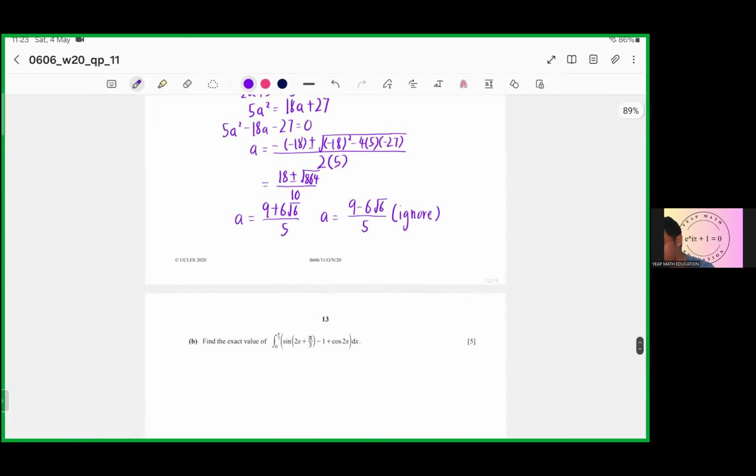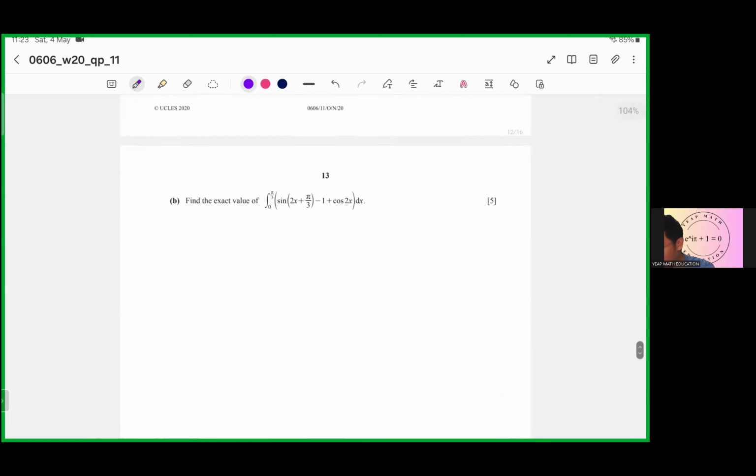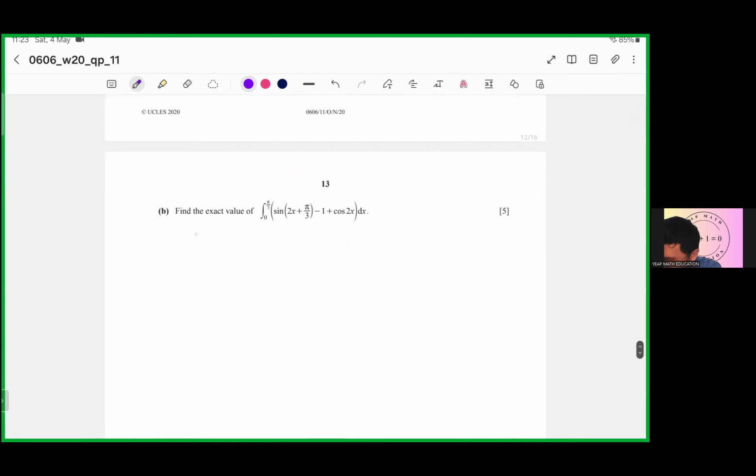Now look at the next part. Question B. Find the exact value of the integral from 0 to 1 over 3 π of (sin(2x plus 1 over 3 π) minus 1 plus cos 2x) dx. So now we need to solve this one by one. Integrate from 0 to 1 over 3 π of sin(2x plus 1 over 3 π) minus 1 plus cos 2x dx.